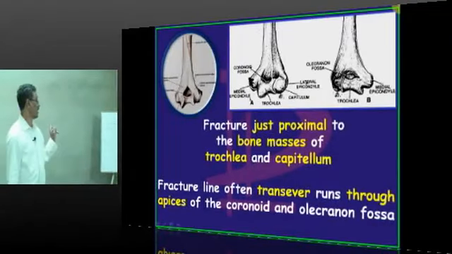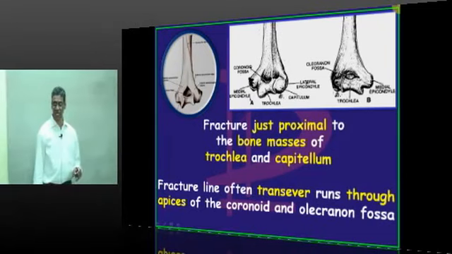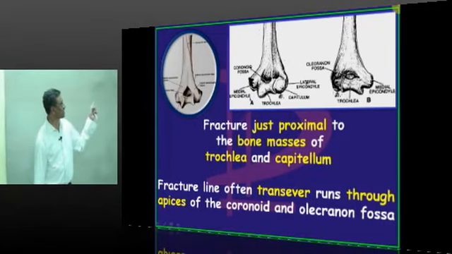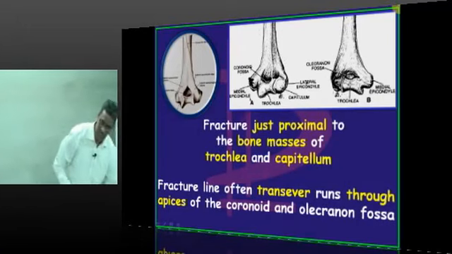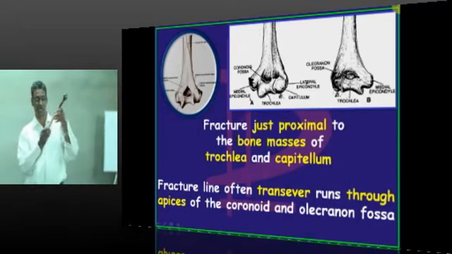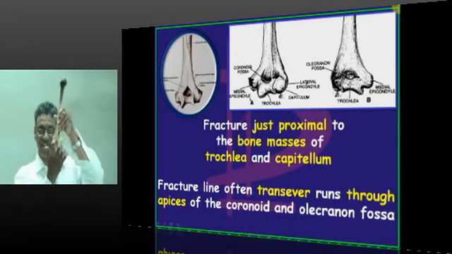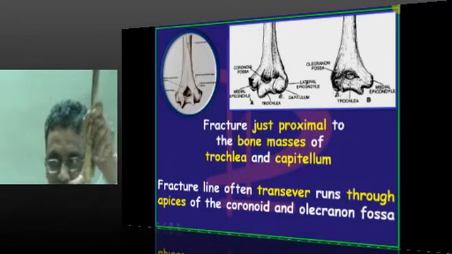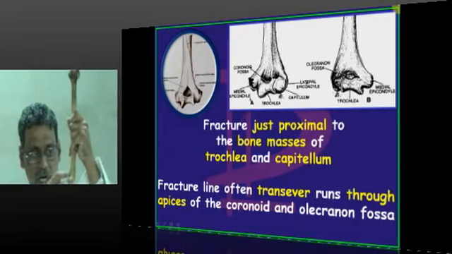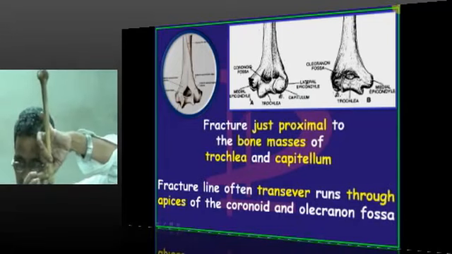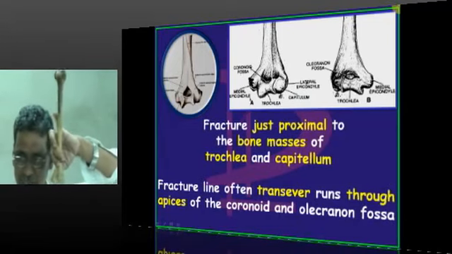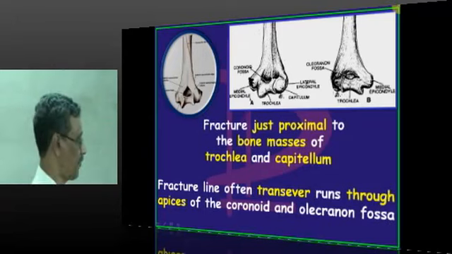Now, a fracture just proximal to the bony masses of trochlea and capitulum. The fracture line often runs transversely through the apexes of the coronoid as well as olecranon fossa. This is the olecranon fossa apex and this is the coronoid fossa apex. Through these apexes it will pass.